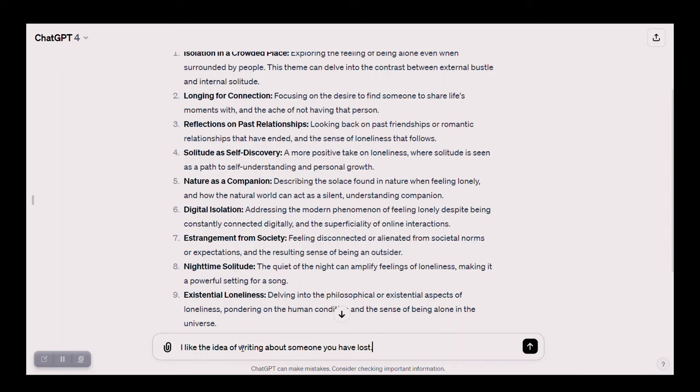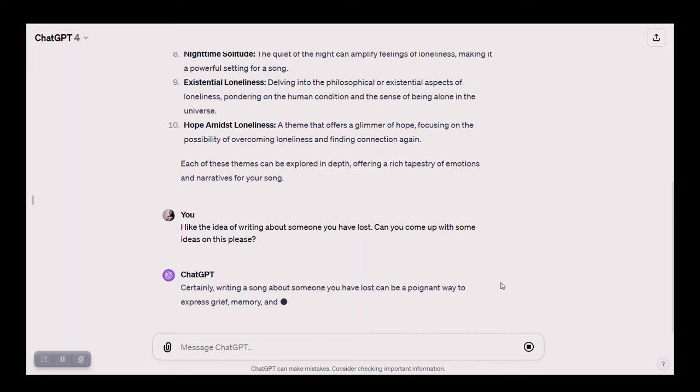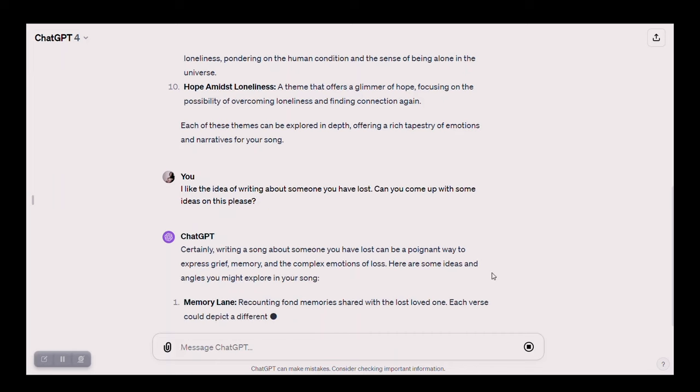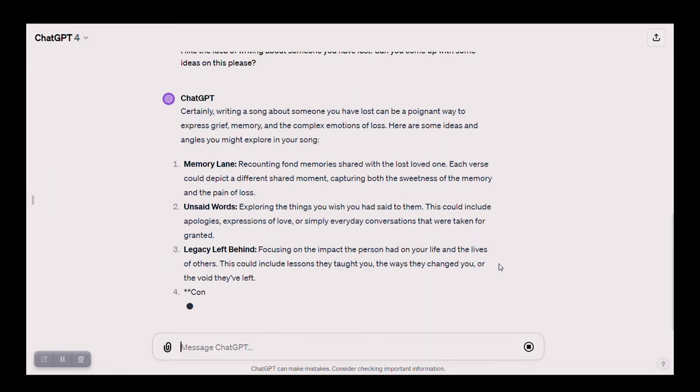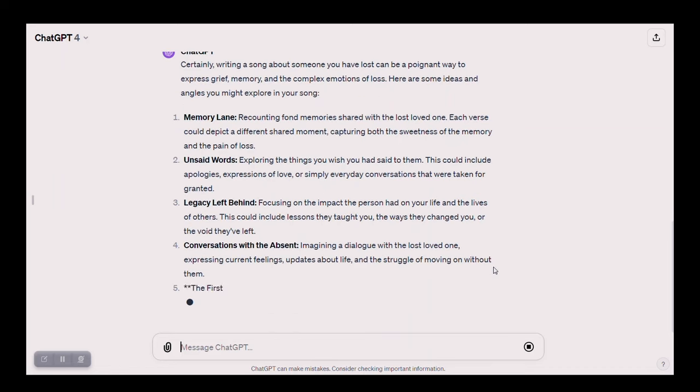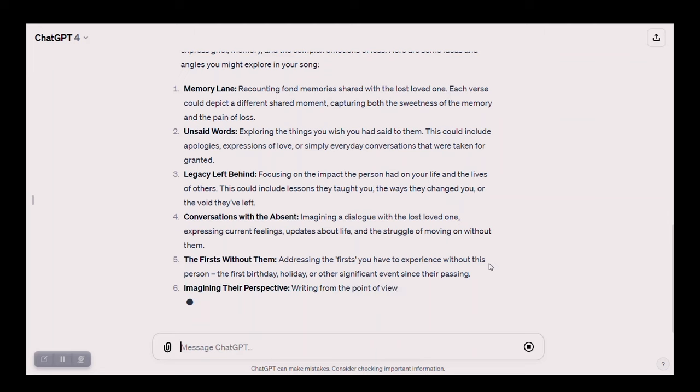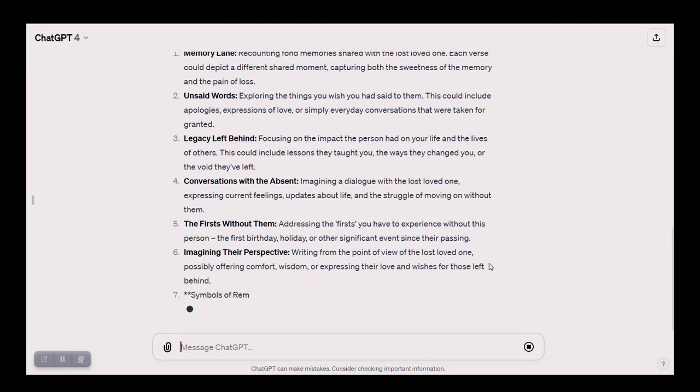Can you come up with some ideas on this, please? I always write please. I'm really polite to chat. Let's see what this says. Writing about someone you have lost can be a poignant way to express grief. Memory lane, unsaid words, legacy left behind, conversations with the absent. Conversations with the absent could be cool.